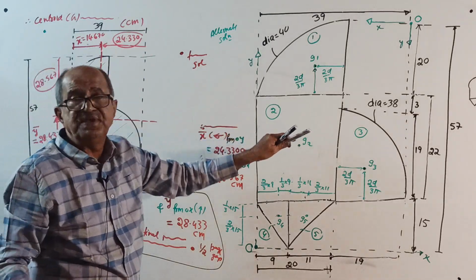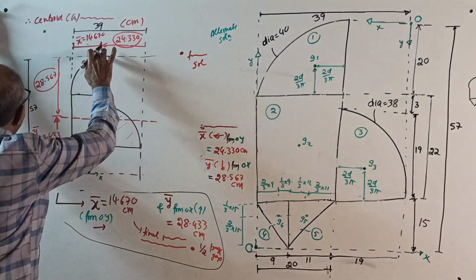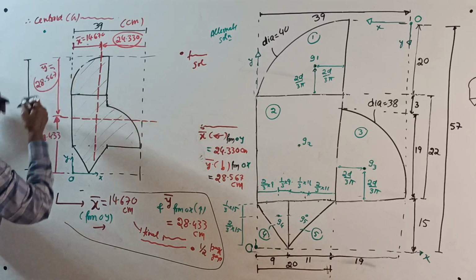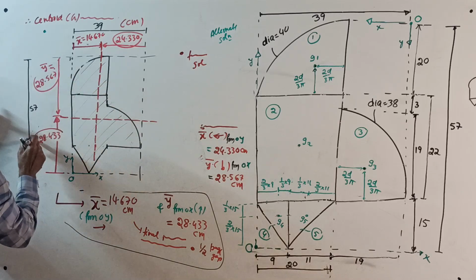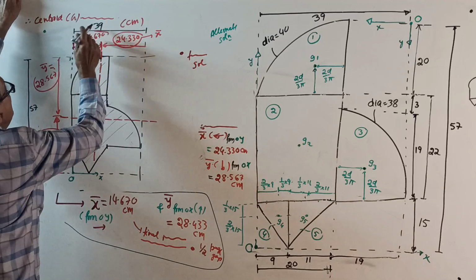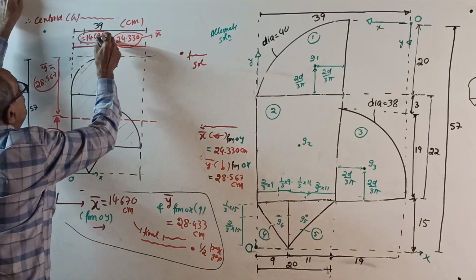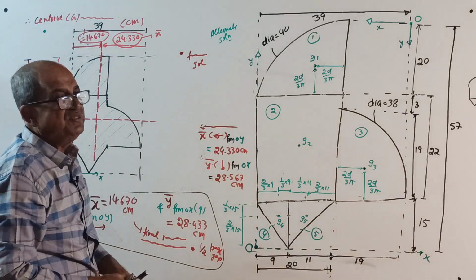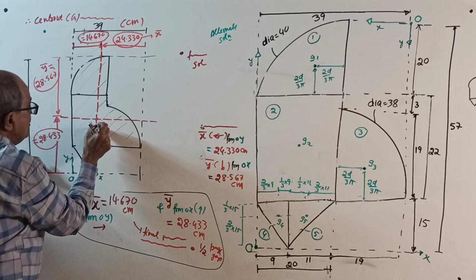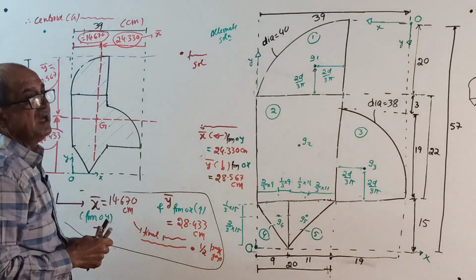Now, after the second solution is over, write once again here, this is your y bar, this is calculated, this is your x bar, and this is calculated. Why, I cannot explain now, there is a limit for everything. So finally, this is centroid G for the given lamina.